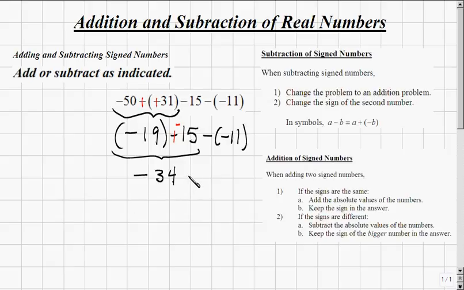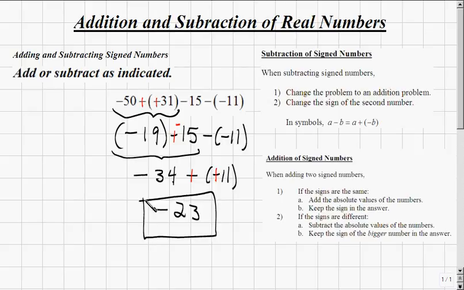To this, now let's subtract a negative 11. In doing this problem, let's convert our problem into an addition problem by changing this to a plus sign and changing the sign of the second number. We now have negative 34 plus positive 11. Since the signs are different, we'll subtract their absolute values and keep the sign of the bigger number. So 34 minus 11 will become 23, and the sign of the bigger number, 34, is negative. So our answer will be negative. Therefore, our final answer to this problem is negative 23.